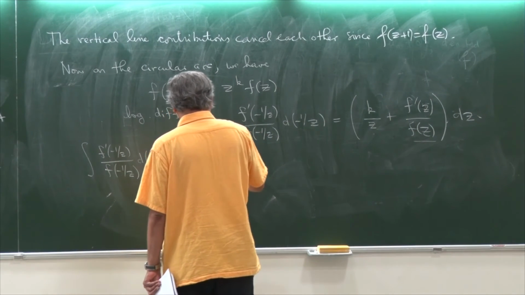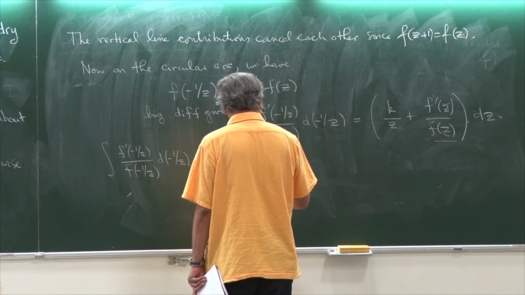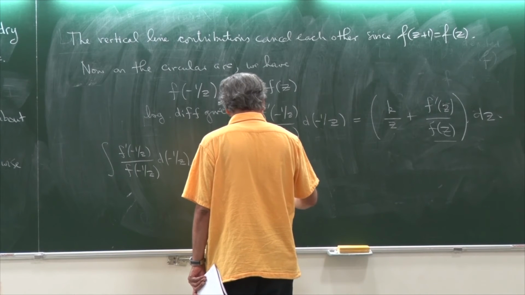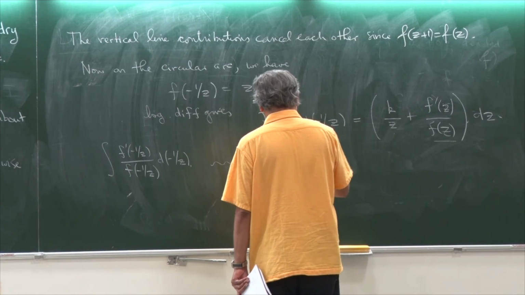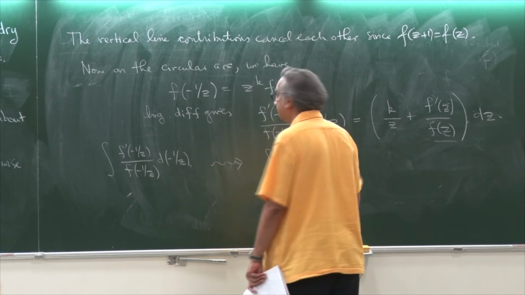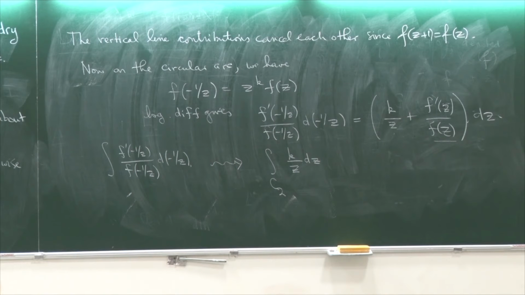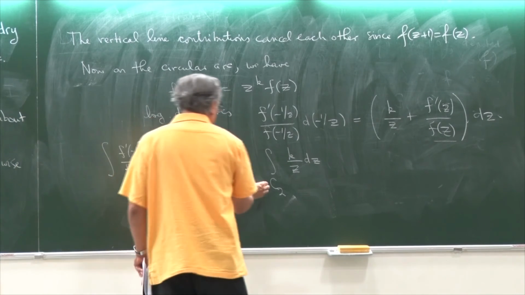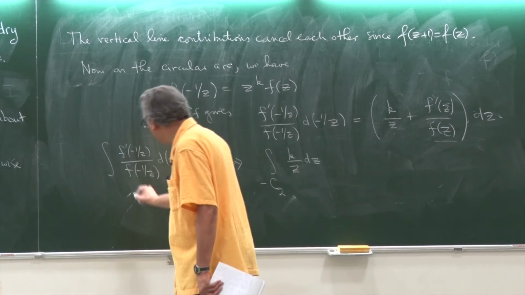So the bottom line is the integration of k over z on this arc C2. C2, I should point out, is the integral from rho to I, so it's actually going in the opposite direction. So it should really be minus C2.